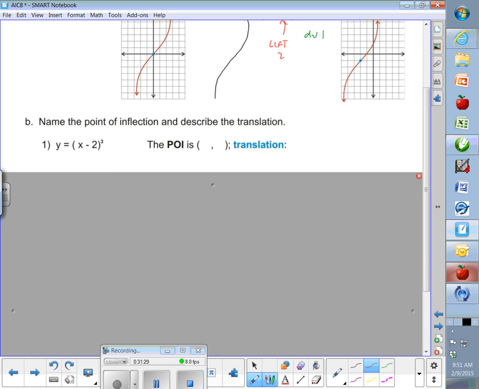Remember, the point of inflection is HK. So we've done this 3 times. Can somebody tell me the value of H? Just say it if you know it. 2. Somebody say the value of K. Say it if you know it. 0.